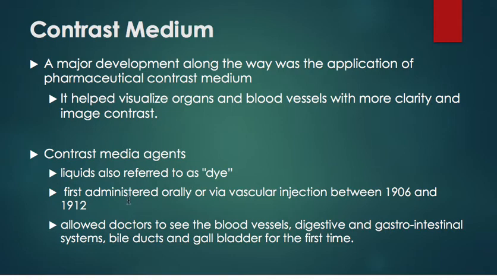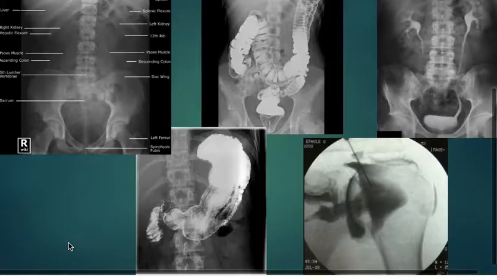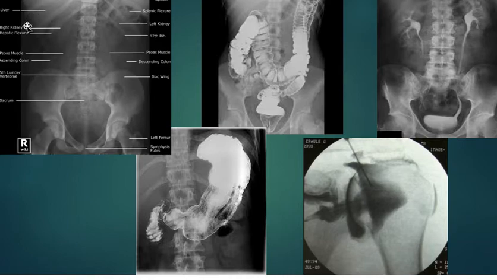Wink, wink. Alright, so like I said, it allowed doctors to see the blood vessels, digestive system, and gastrointestinal system, as well as bile ducts and gallbladder for the first time. This anatomy is really hard to visualize on a plain x-ray, and I'll show you some pictures right now. This first one here is labeled. This is a picture of the abdomen.